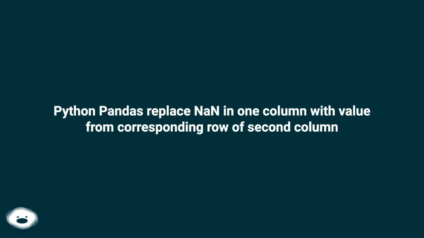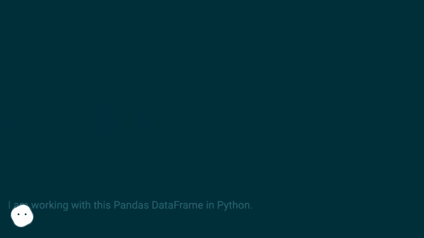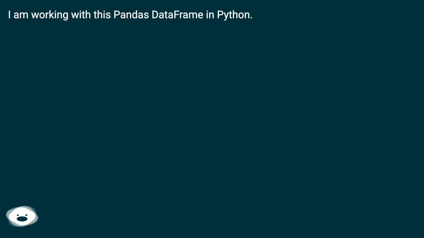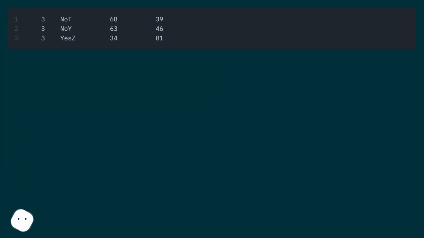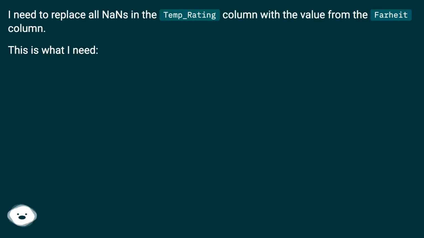Python pandas replace NaN in one column with value from corresponding row of second column. I am working with this pandas dataframe in Python. I need to replace all NaNs in the temp_rating column with the value from the forHeight column. This is what I need.